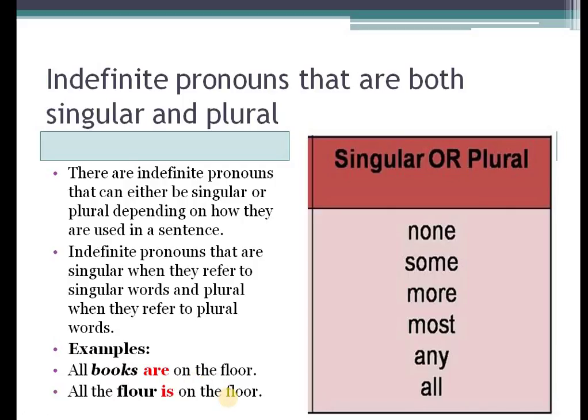However, in the other example, all the flour is on the floor. Notice in this case, flour, we're not talking about bags of flour. We're talking about flour. And flour is not countable by nature. Or if we said all the rice or all the water, it's not countable based on how it's phrased. And therefore, because it is not plural, flour takes the verb ending with S.